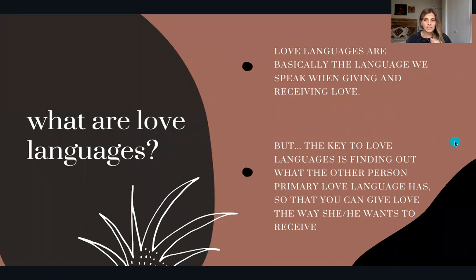What are love languages? They're basically the language that we speak when we're giving and receiving love. But the key to love languages is finding out what the other person's primary love language is, so that you can give them love the way they want it received. Using myself as an example, my husband's primary love language is physical touch. He likes when I hug and give him a kiss goodbye. He likes when I'm sitting close to him. And we'll get more into what all these love languages are and what they mean.